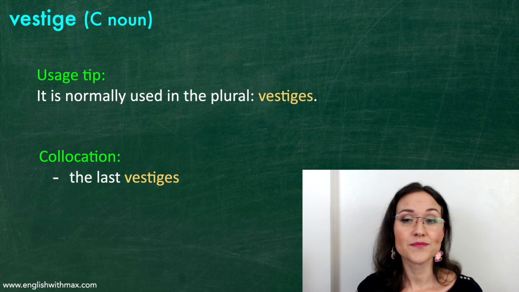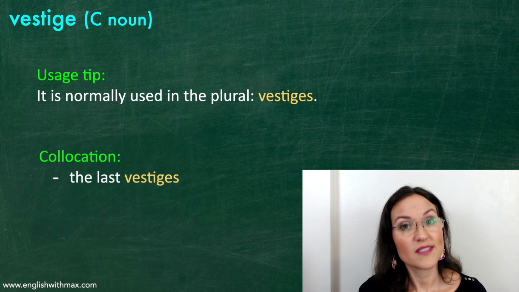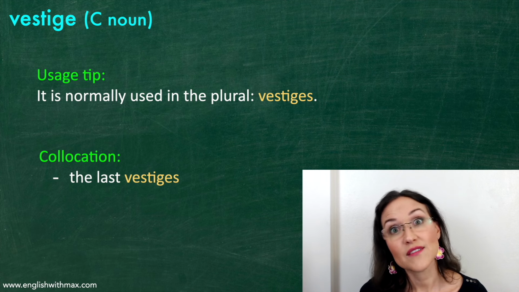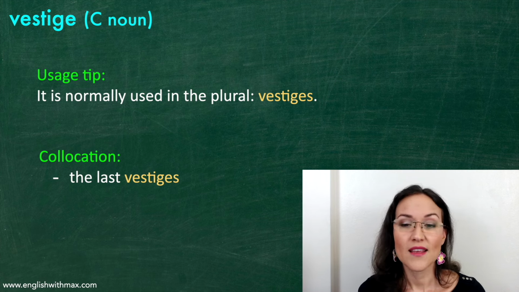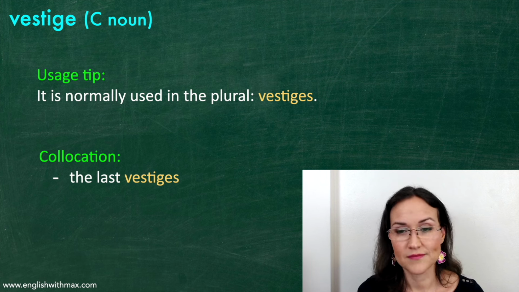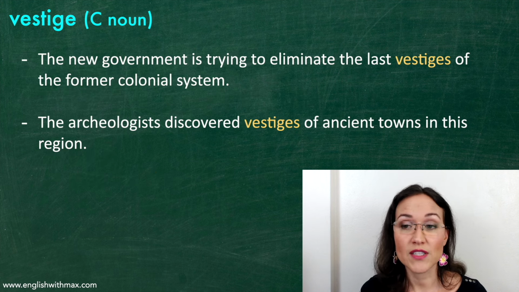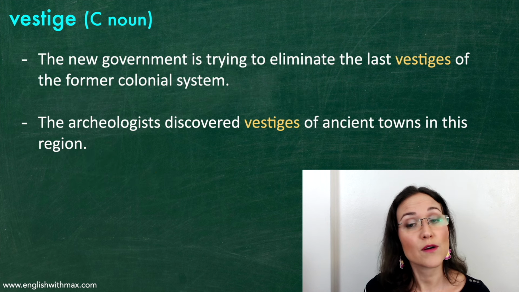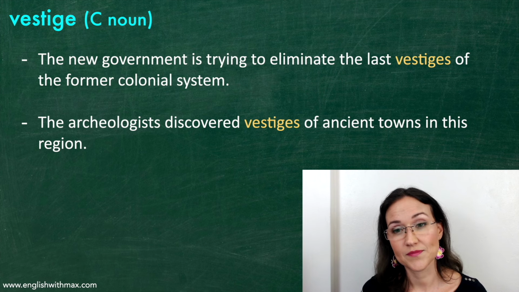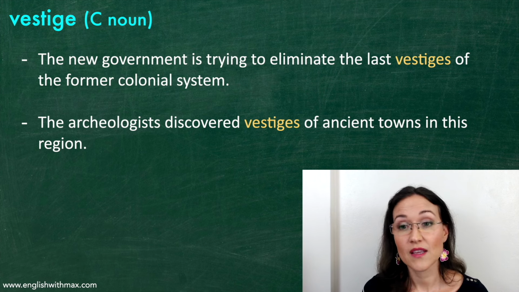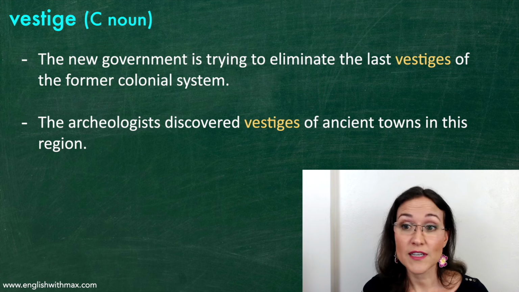Here's a usage tip. It is normally used in the plural. Vestiges. And a collocation is the last vestiges. That means the final traces. The new government is trying to eliminate the last vestiges of the former colonial system. The archaeologists discovered vestiges of ancient towns in this region.